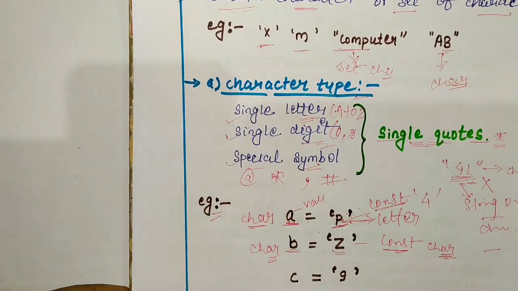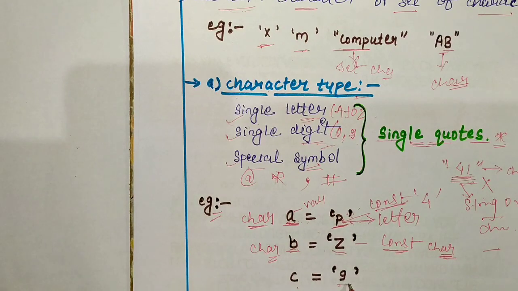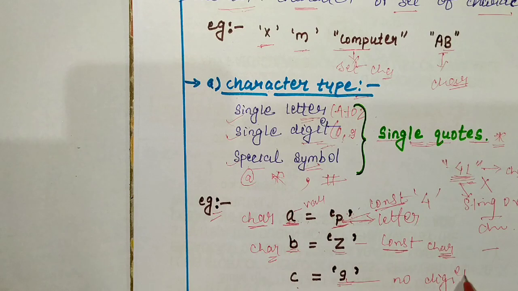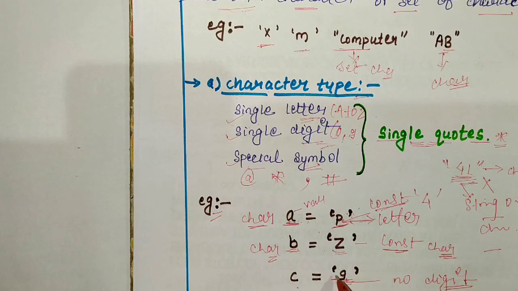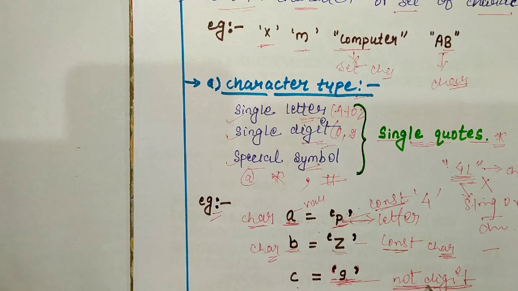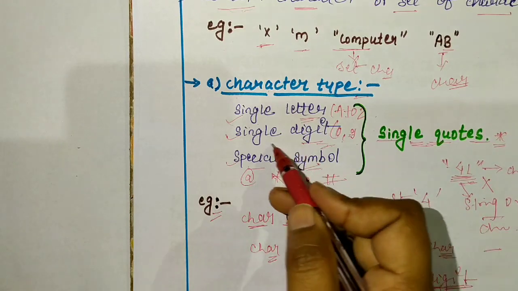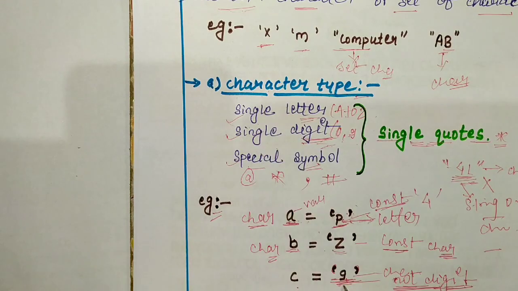The third example is C equal to '9'. Here 9 is a number or digit, but this time it is in single quotes, so it is not a digit now. When a number is in single quotes, it is a character, a digit in a character. So the data type of C is character, because 9 is a character here.